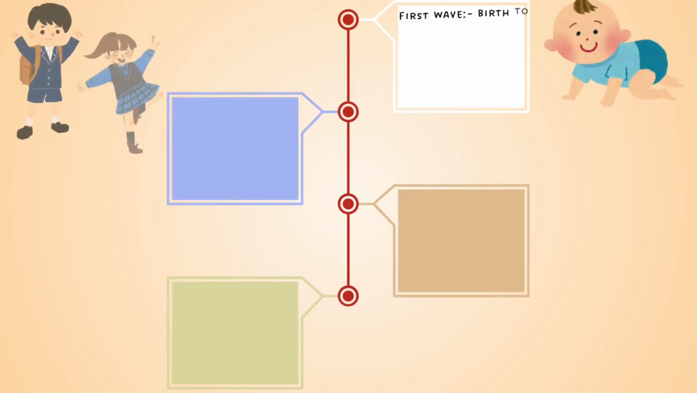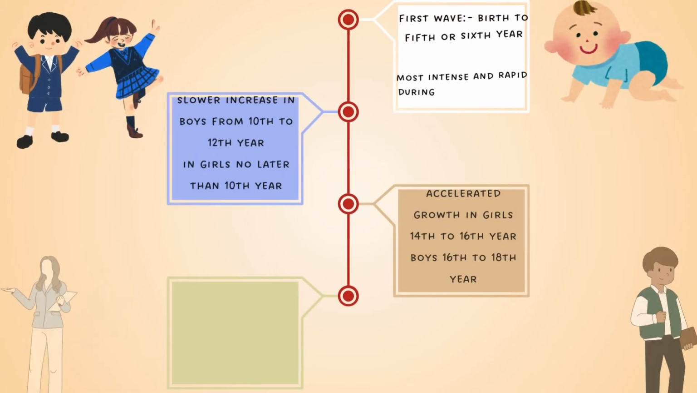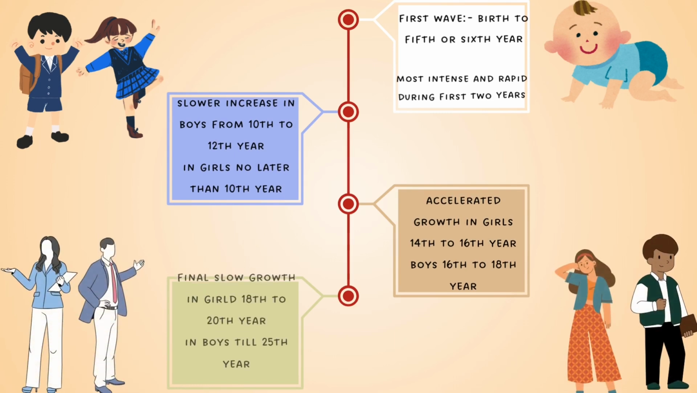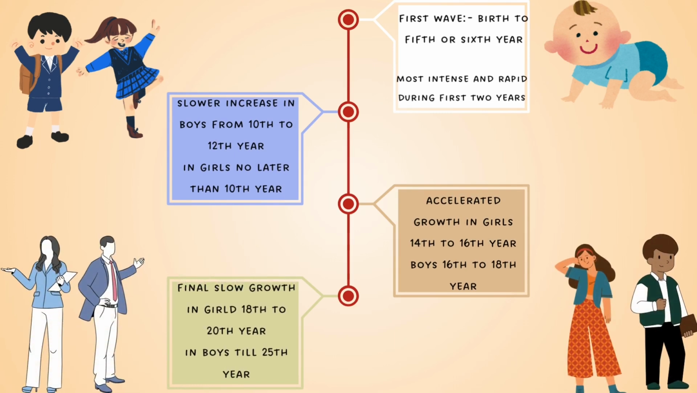Now, what are these waves? The first wave, a sudden increase, is from birth to the 5th or 6th year, and the most intense and rapid one is during the first 2 years. That is why we plan to give better nutrition and a better environment during the growth of the baby. Second is a slow and steady increase from 10 to 12 years for boys, and for girls it should not be more than 10 years. Then there is the accelerated growth, the pubertal stage. In the pubertal stage, growth accelerates from 14 to 16 years for girls, and for boys it is 16 to 18 years.